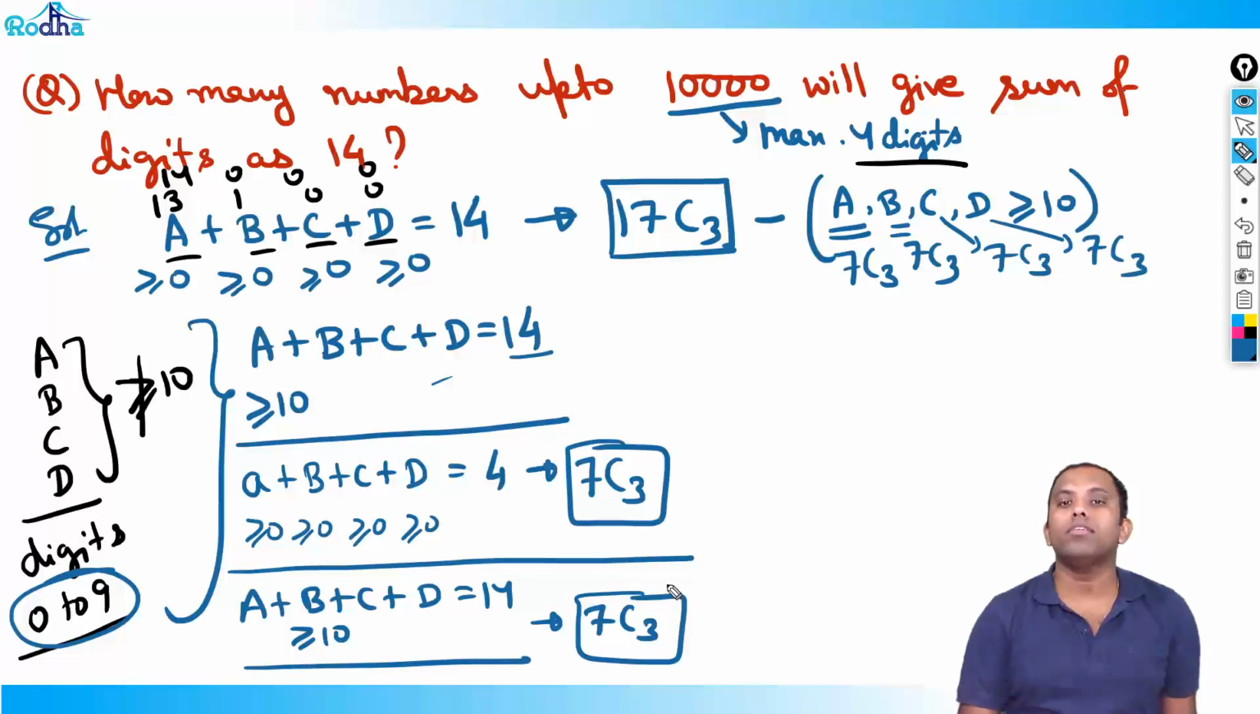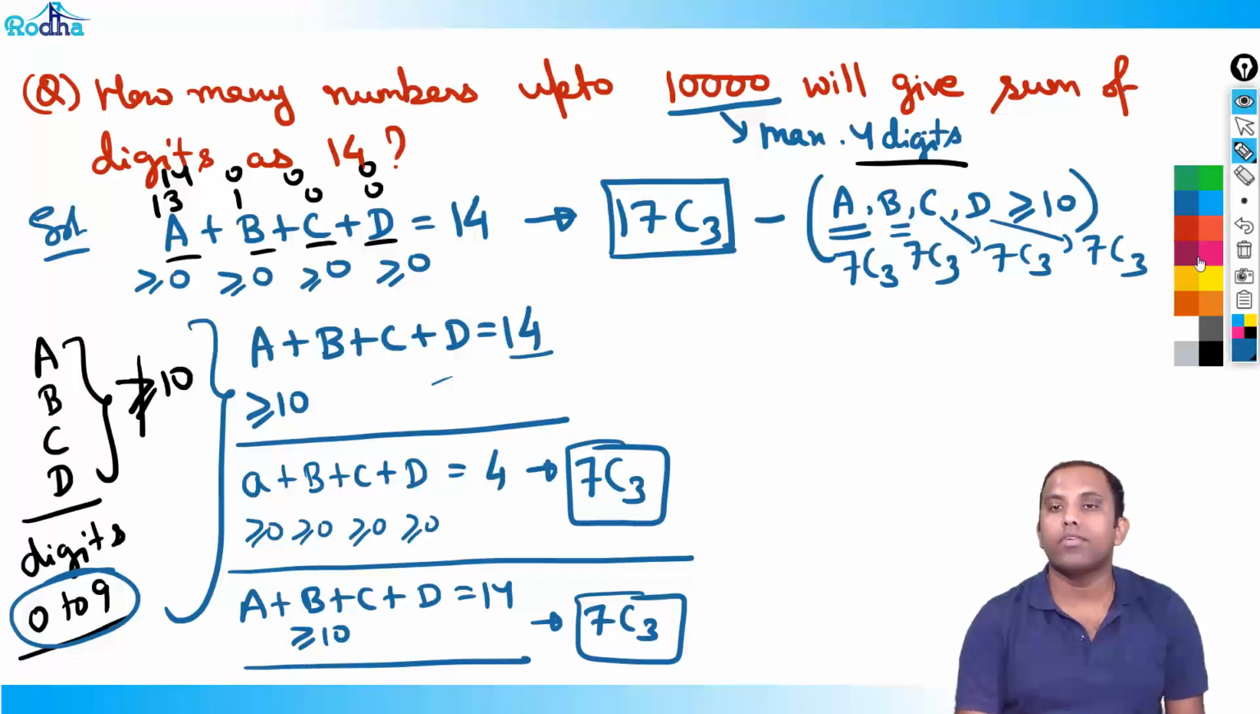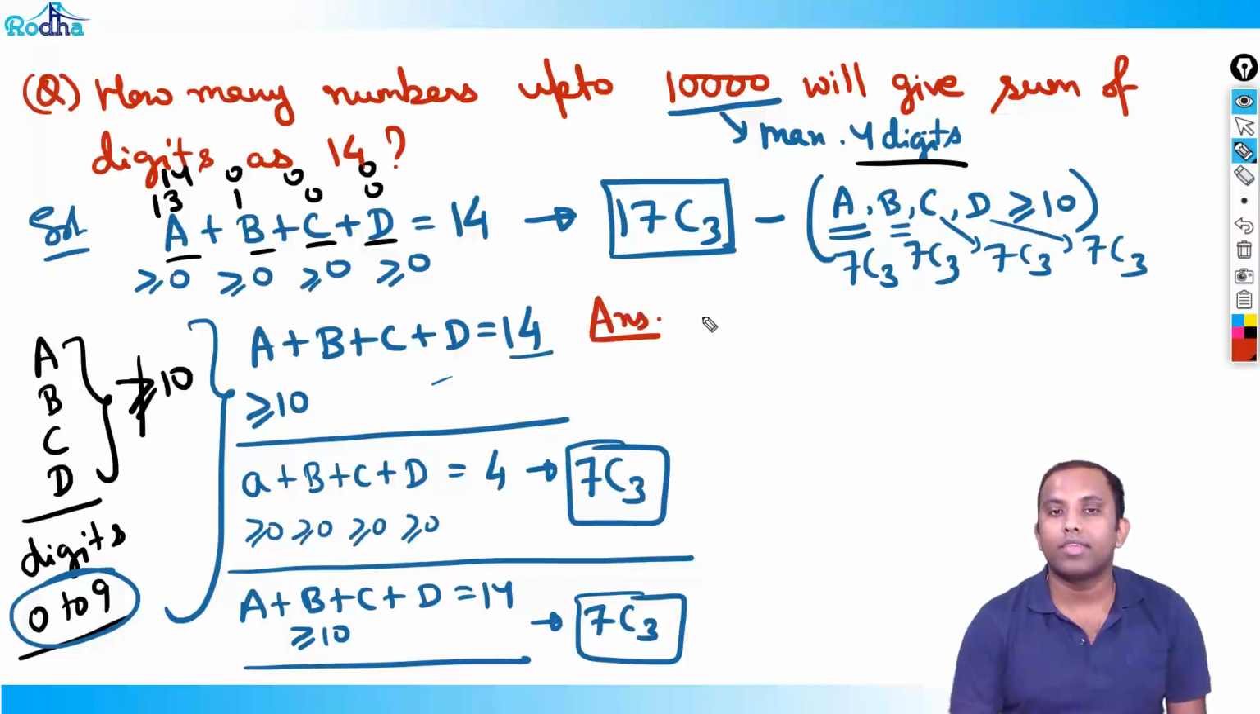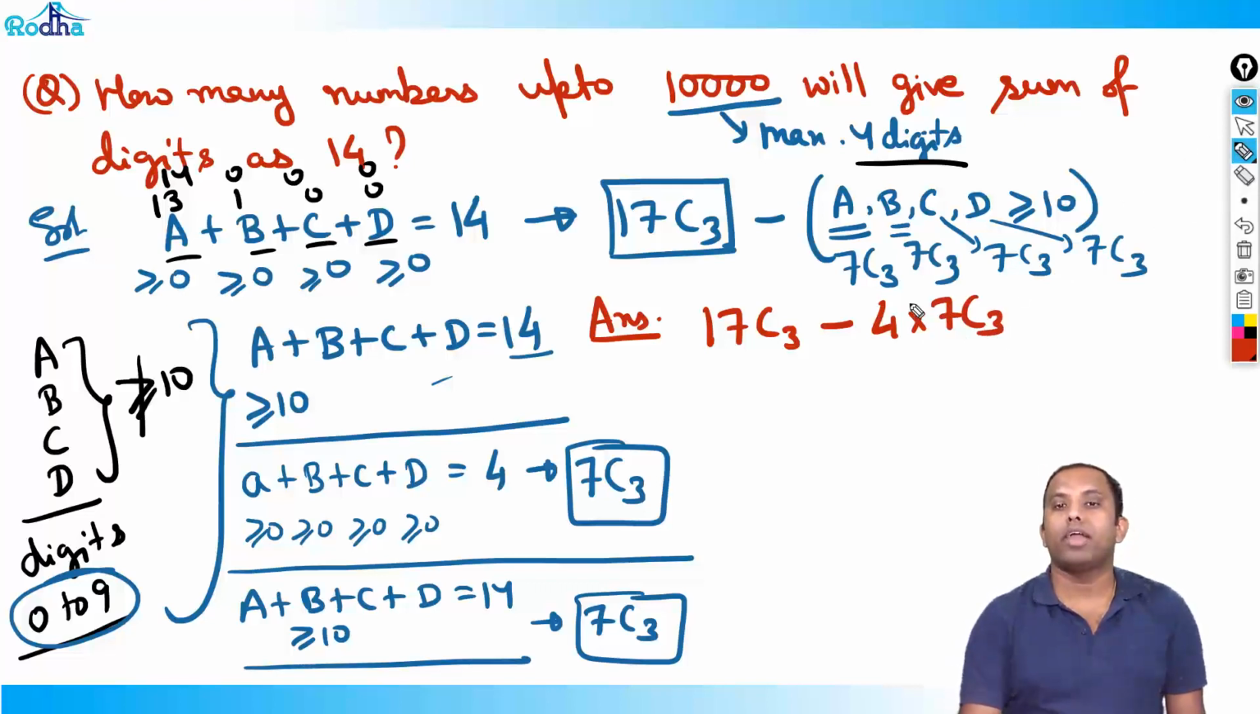What is the total number of cases? 7C3 into 4. So our answer should be 17C3 minus 4 into 7C3. Right, our answer should be 17C3 minus 4 into 7C3. This is the final answer.